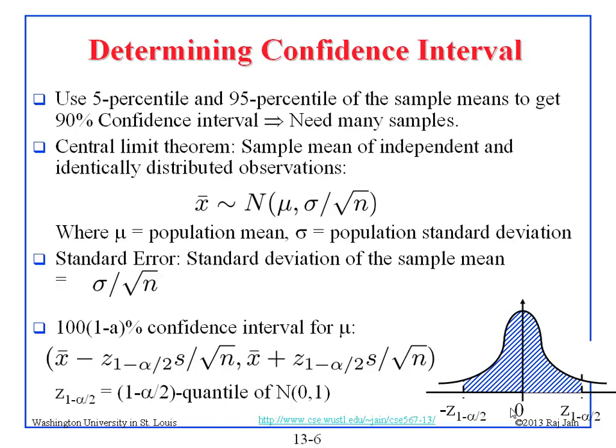Okay? And so we want to find out this 0.05 point and the 0.95 point, which you can get from the table. So you go to the table and find what we call Z sub 1 minus alpha by 2. Z means unit normal. Unit normal means 0 mean and standard deviation of 1. Why 1 minus alpha by 2? Because if alpha is 0.1, then alpha by 2 is 0.05, and 1 minus 0.05 is 0.95.